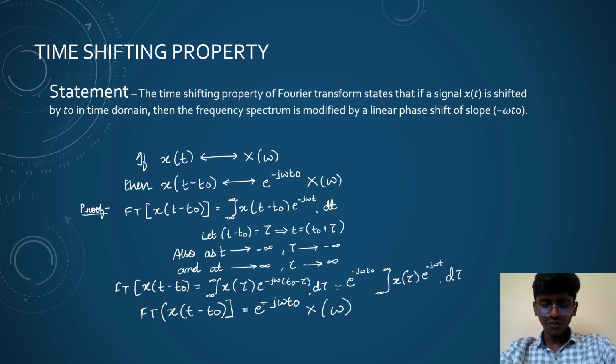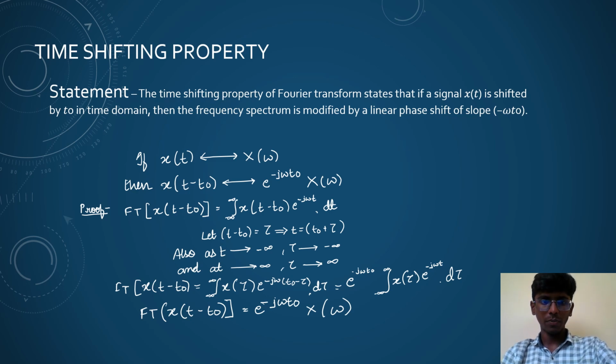The Fourier transform of x of t minus t naught is equal to integration from minus infinity to infinity x of z e power minus j omega into t naught plus z into dz, which is equal to e power minus j omega t naught into integration from minus infinity to infinity x of t e power minus j omega t dt. So the Fourier transform of x of t minus t naught is equal to e power minus j omega t naught into x of omega. Hence, we can prove the time shifting property from this derivation given in the slide.